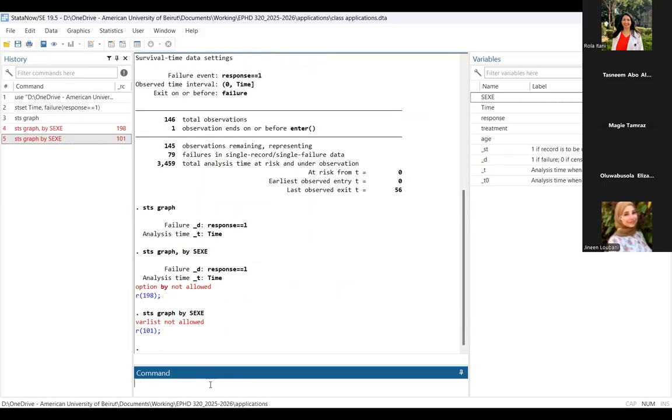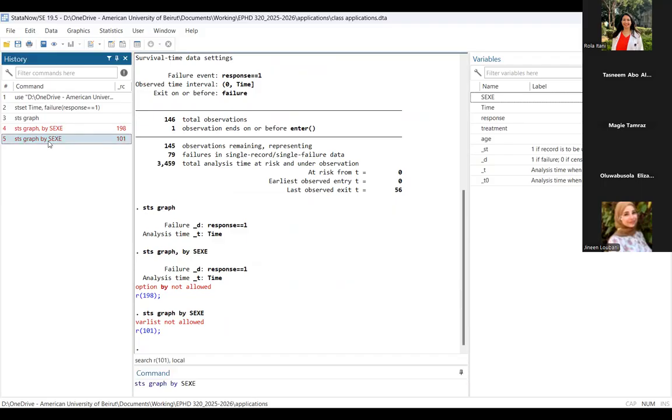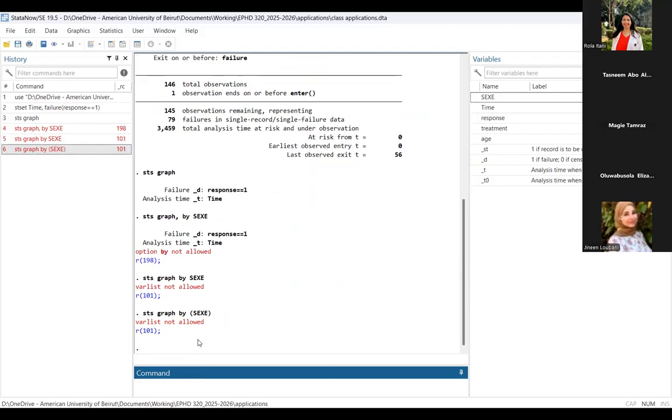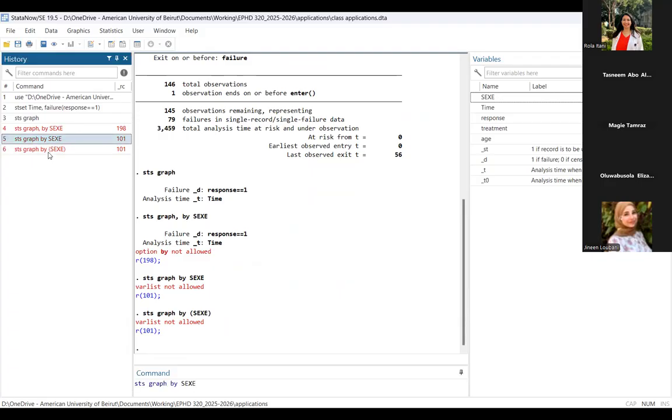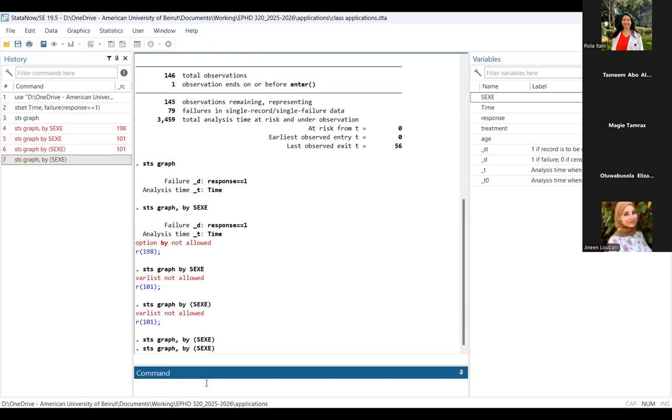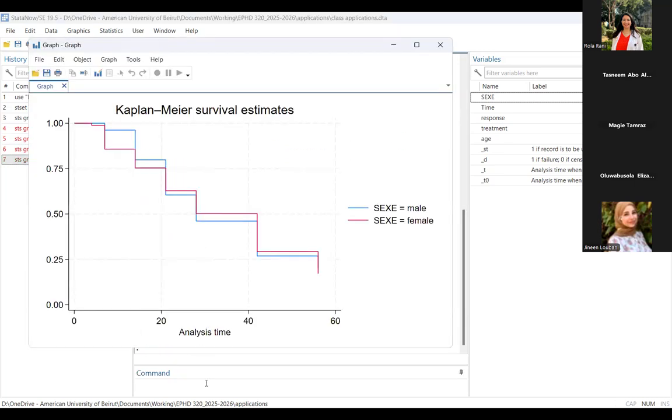Sex. I'm not very competent and very experienced in this data, so I wanted to just do it. Sorry, let me repeat it again. I think it's sts graph by sex. I've done it before. Okay, so isn't it easy?